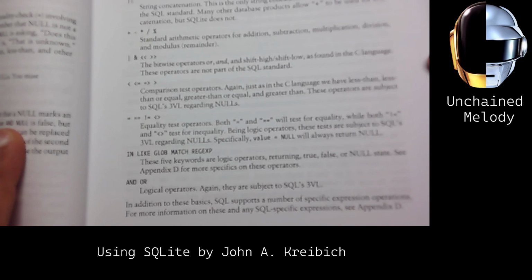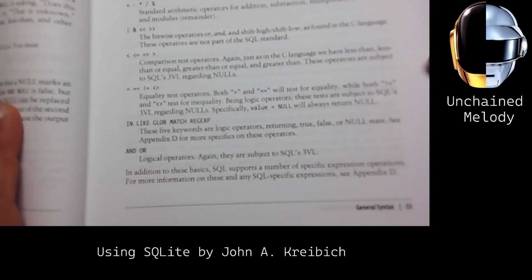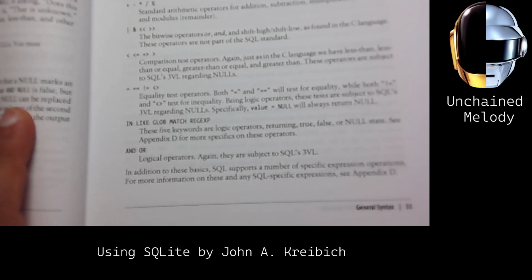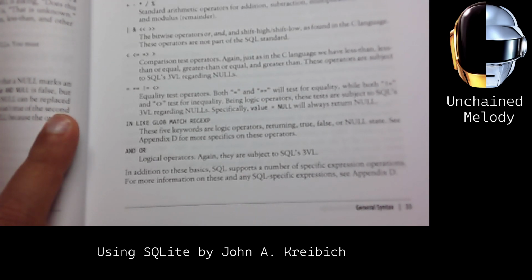Specifically, value equals null will always return null. LIKE, GLOB, MATCH, REGEXP, these keywords are logic operators returning a true, false, or null state. See Appendix D for more specifics on these operators. AND and OR are logical operators, again subject to SQL's 3VL. In addition to these basics, SQL supports a number of specific expression operations. For more information on these and any SQL-specific expressions, see Appendix D. So that's what we are reading till today.